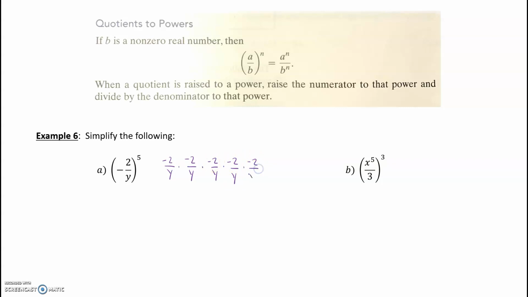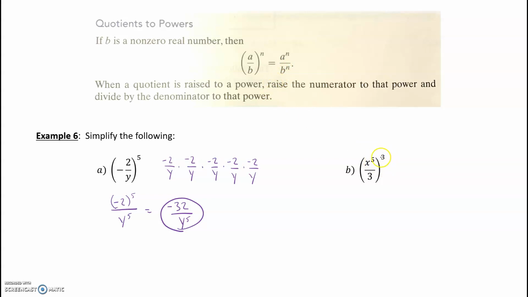One more time. There we go. So that's why you could say -2 to the 5th over y to the 5th, and you could simplify from there. So -2 to the 5th gets me -32, and y to the 5th is just y to the 5th. So again, I'm just trying to get you to understand the concept so you're not just mindlessly memorizing these rules.